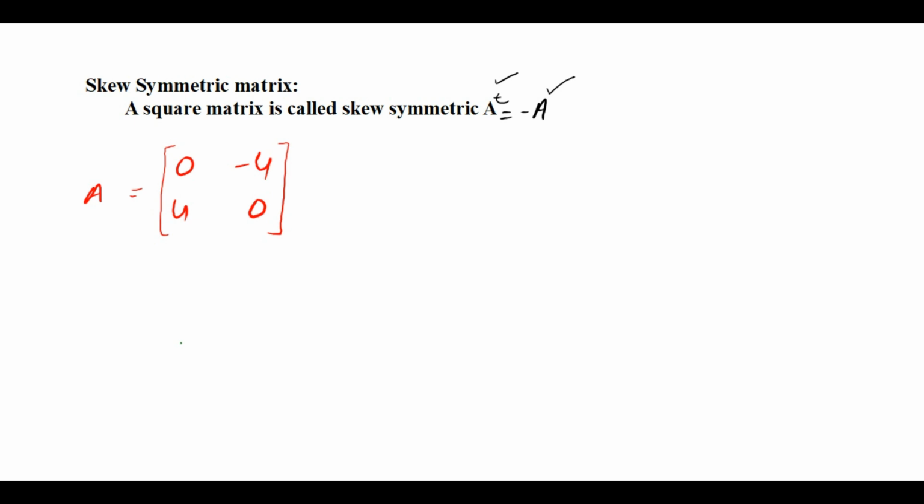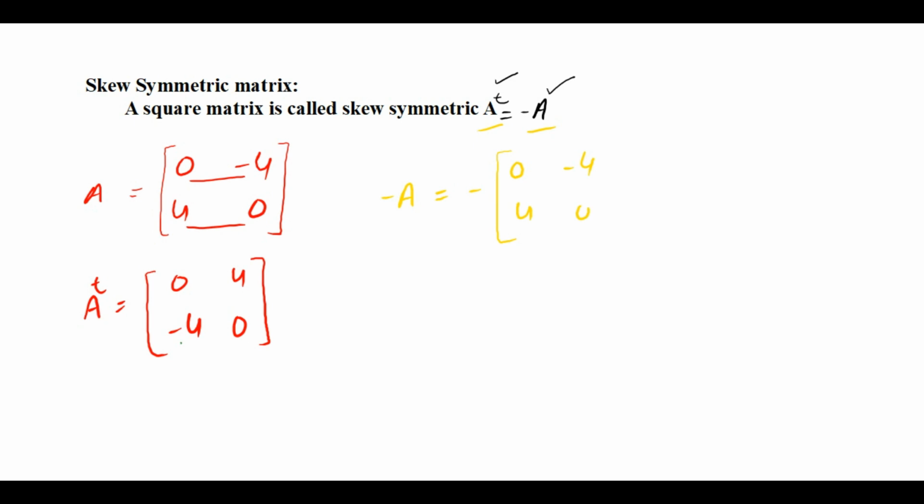By taking its transpose, its first row becomes first column and second row becomes second column. That is the left hand side, A transpose. Now taking negative of matrix A, minus A is equal to minus into brackets 0, minus 4, 4, 0.